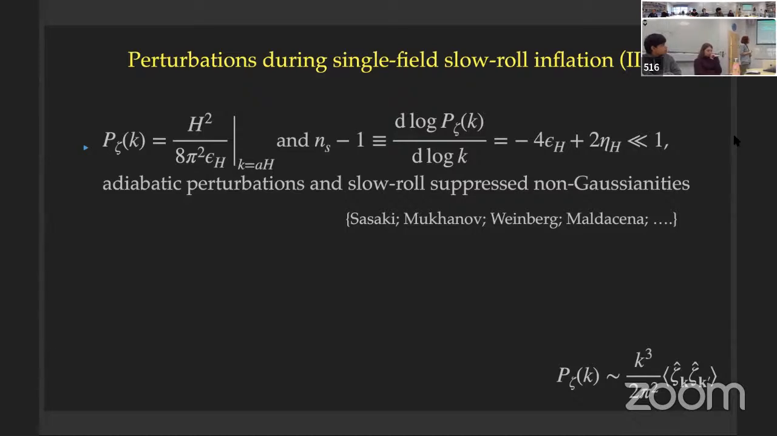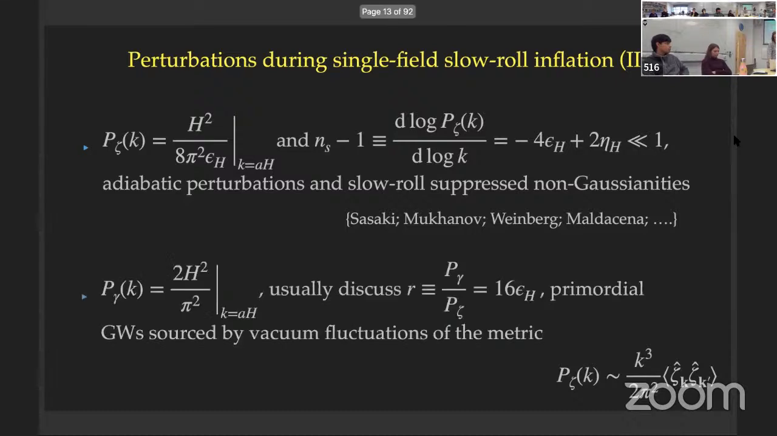Another thing you want to do is to see how the scalar power spectrum depends on scale, so you can calculate the spectral tilt. You find in single-field slow-roll inflation that this is given in terms of slow-roll parameters. If you remember, these are small during inflation. So this is telling you that we expect the power spectrum of scalar perturbations to be almost scale invariant because the tilt is very small. Moreover, single-field slow-roll inflation predicts adiabatic perturbations and non-Gaussianities that are suppressed, so they are expected to be small.